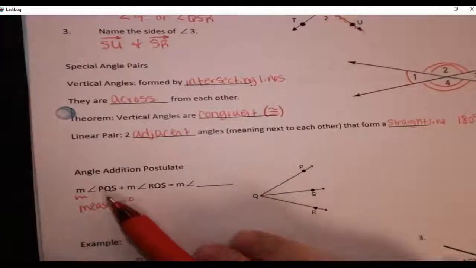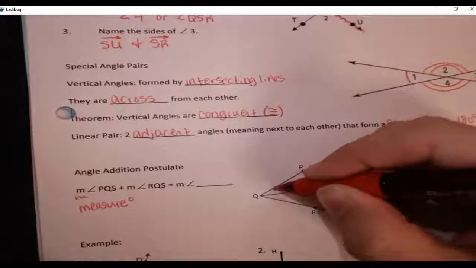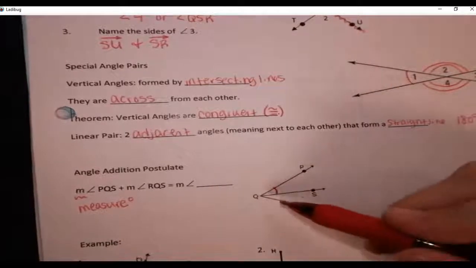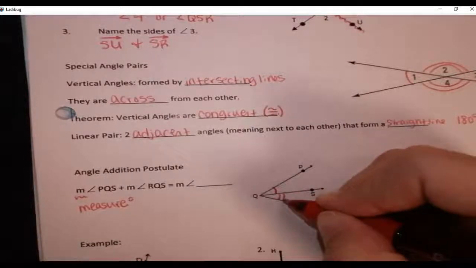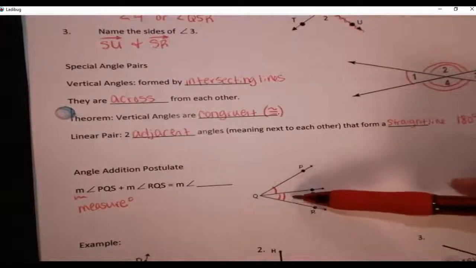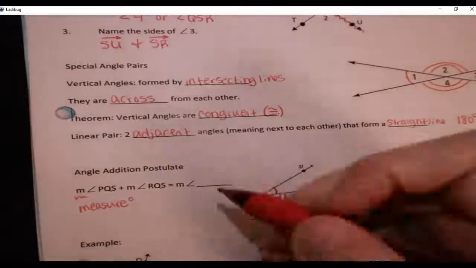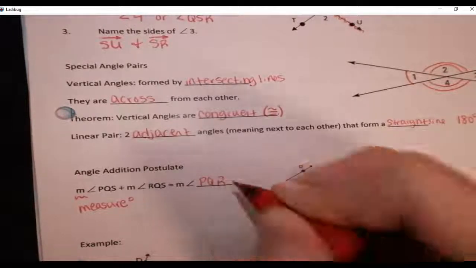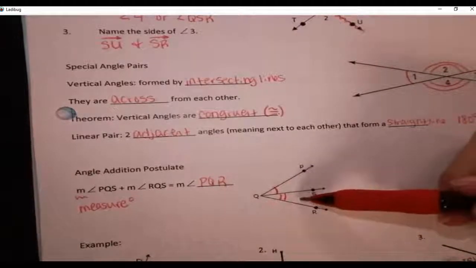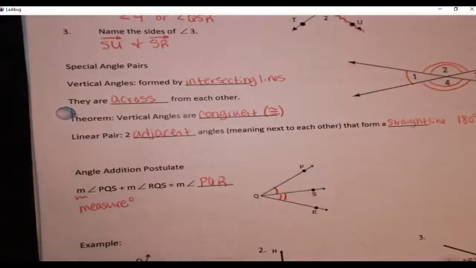So it says the measure of PQS. PQS is this side. And it says that plus the measure of RQS, so this side, equals, so if I add the small angle to this small angle, then I'm going to get the bigger angle, PQR. So let's say the top angle was 20, this bottom one was 30, add them together, so the whole thing would be 50. Okay. So you're just adding the two angles together.